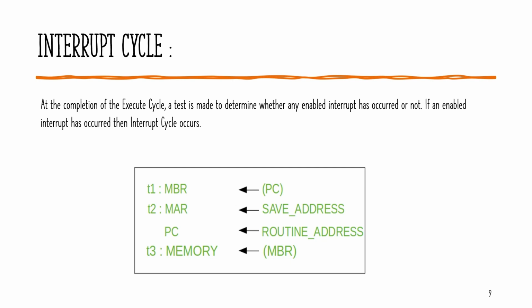However, most processors provide multiple types of interrupts. It may take one or more micro operations to obtain the save address and the routine address before they are transferred to the MAR and PC respectively.